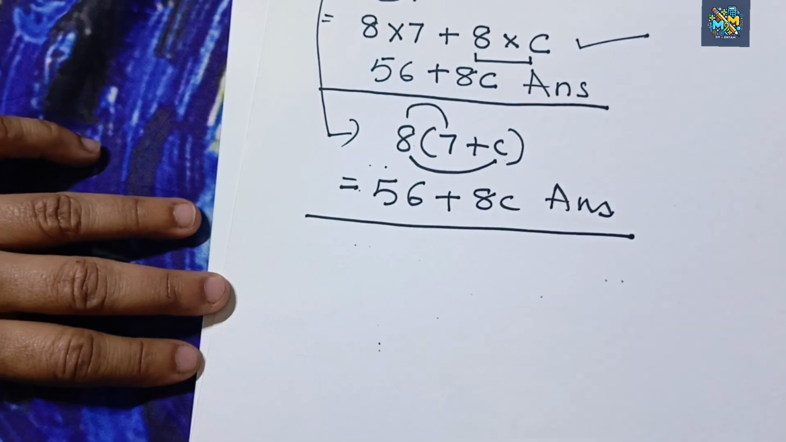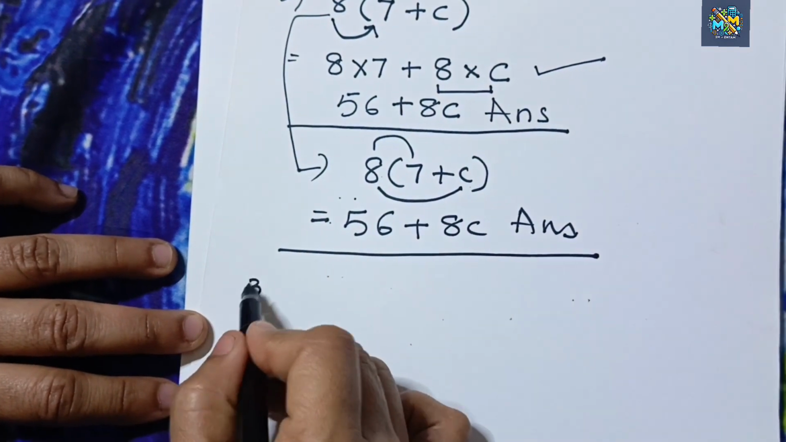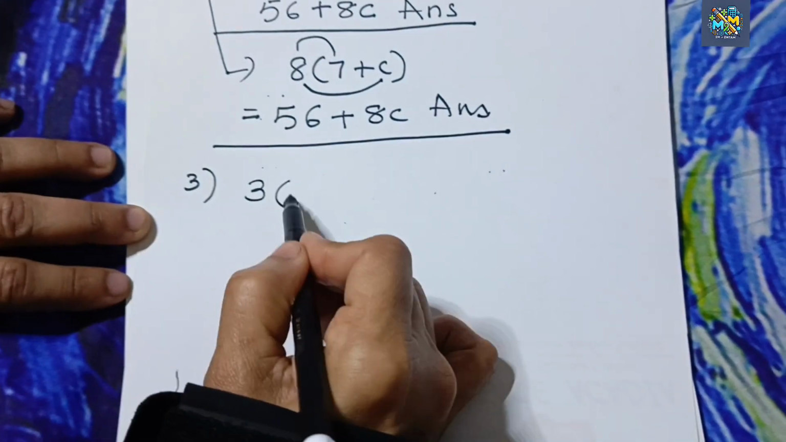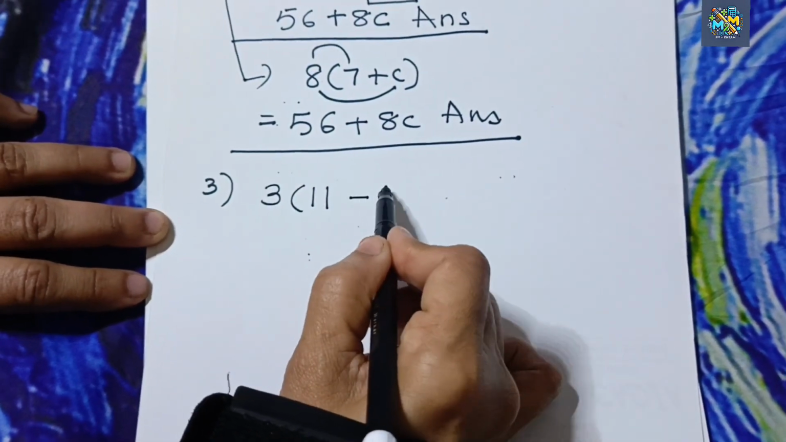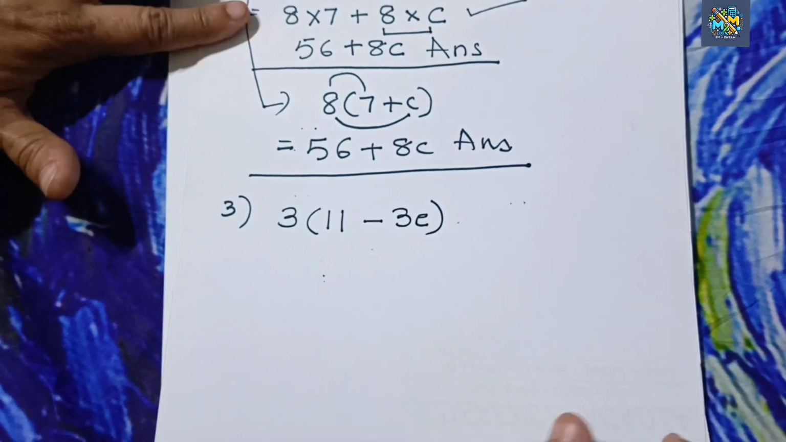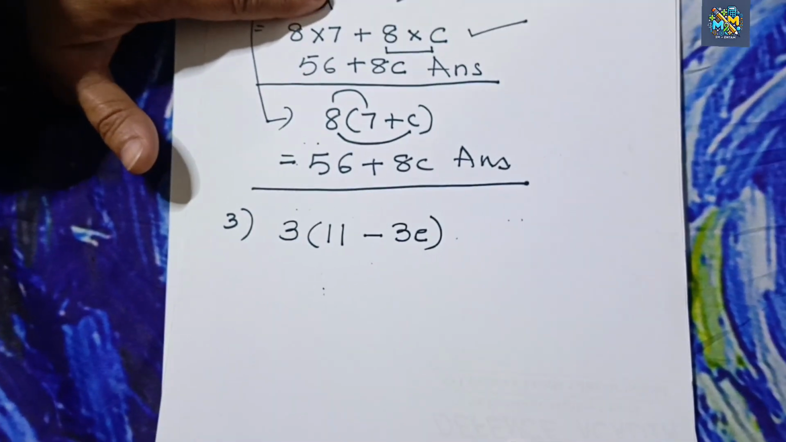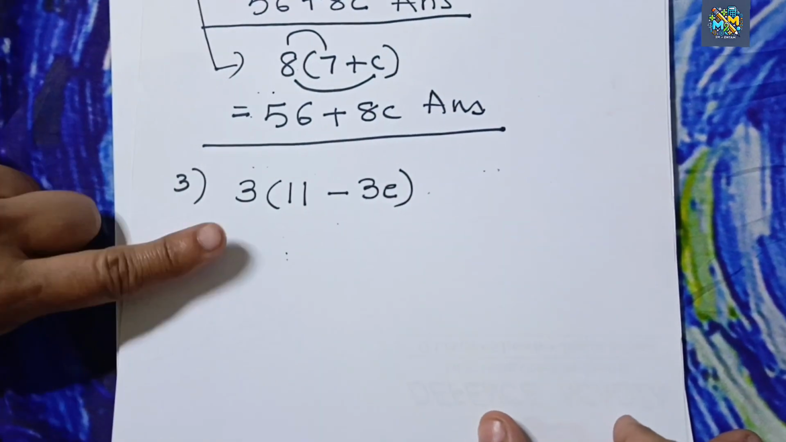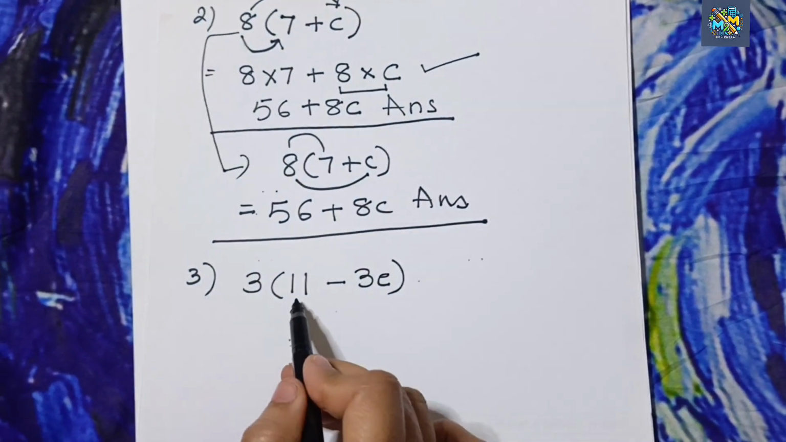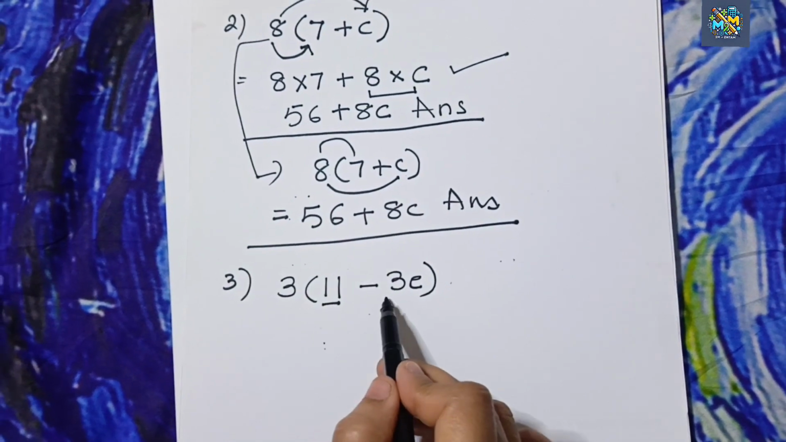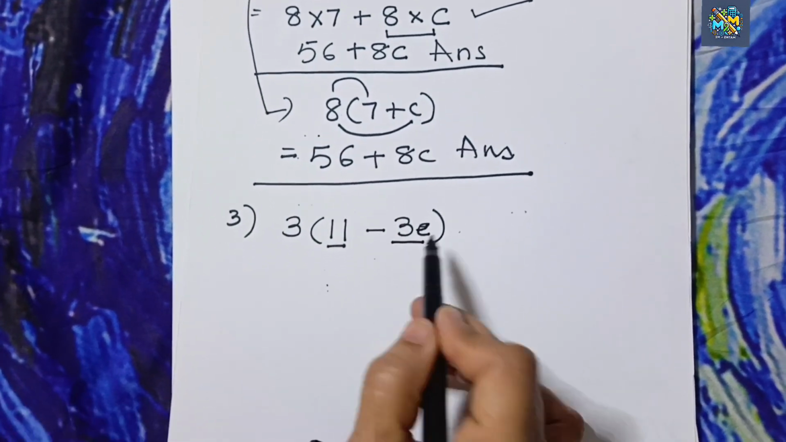So let's try one more sum. Now this is a bit different. Now see what I have over here: 3(11 - 3e). In the previous sum, inside the bracket there was one number and one variable. But in this sum, there is a number, and apart from this we have a number with a variable.